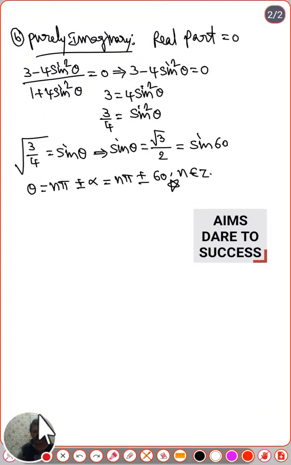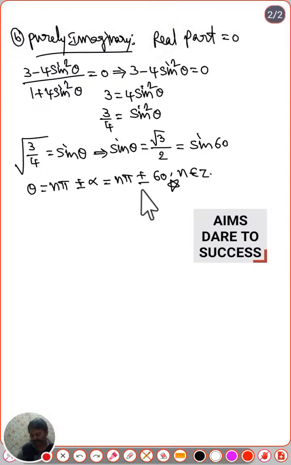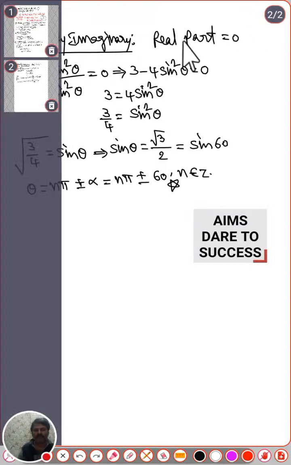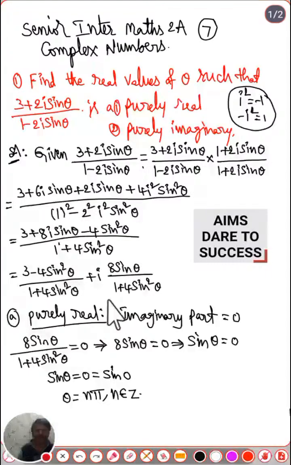Okay, I hope you all are understanding clearly, my dears. Purely real means the imaginary part is equal to 0. Purely imaginary means the real part is equal to 0.